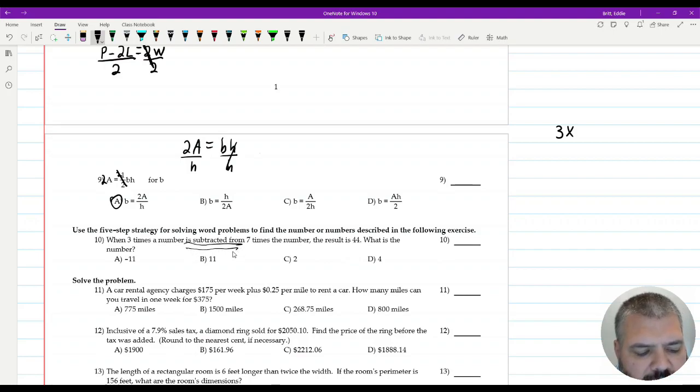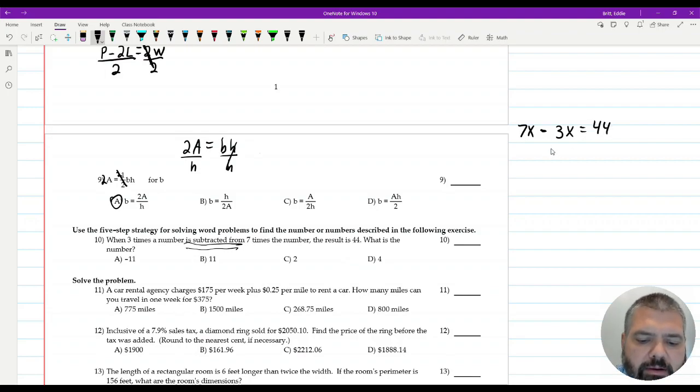All right, so if I said something like 25 cents is subtracted from $1, you would say $1 minus 25 cents, right? So here, 3 times the number is subtracted from 7 times the number. So 7x would be 7 times the number. So we want to say 3 times the number, 3x, subtracted from 7x. And it says the result is 44.